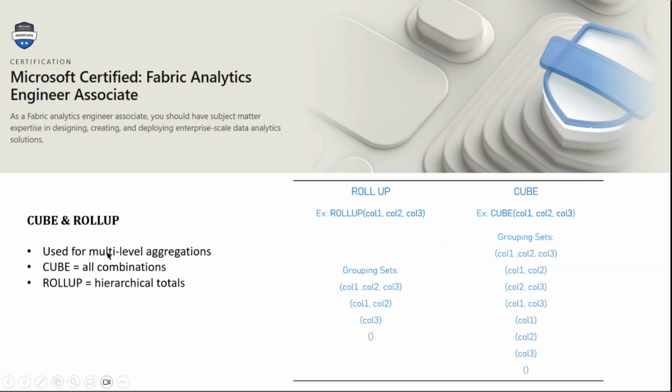Then some questions you will see for the cube and rollup commands as well. These are for multi-level aggregations. Cube will do all combinations, and rollup will go for the hierarchical totals. I have given a small example here.